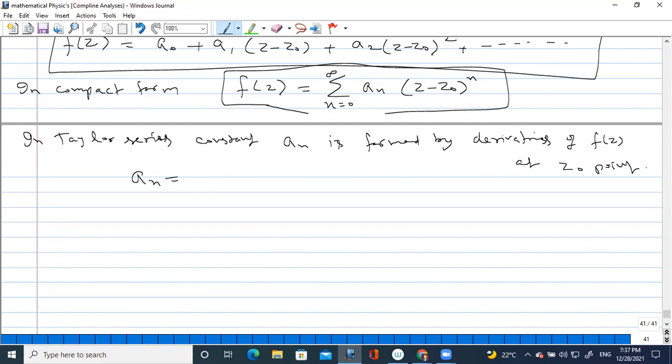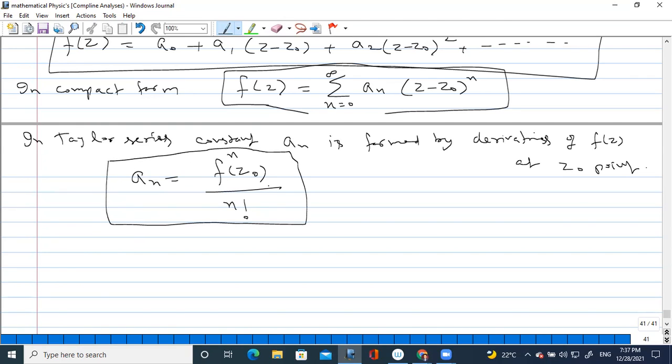So what can I write? So an is f^(n)(z0). In place of z you will write z0 and the nth derivative. If you want to find an, that will be the nth derivative. If you want to find a1, that will be the first derivative. If you want to find a0, that will be the non-derivative. Divide by factorial n. So by this formula you can find out the an value.